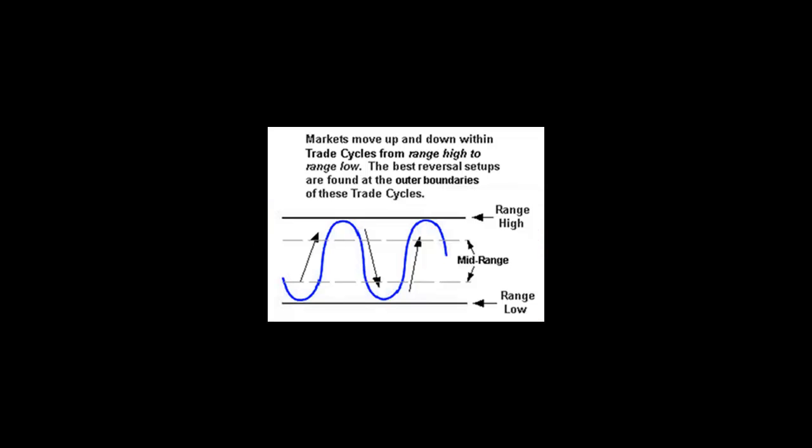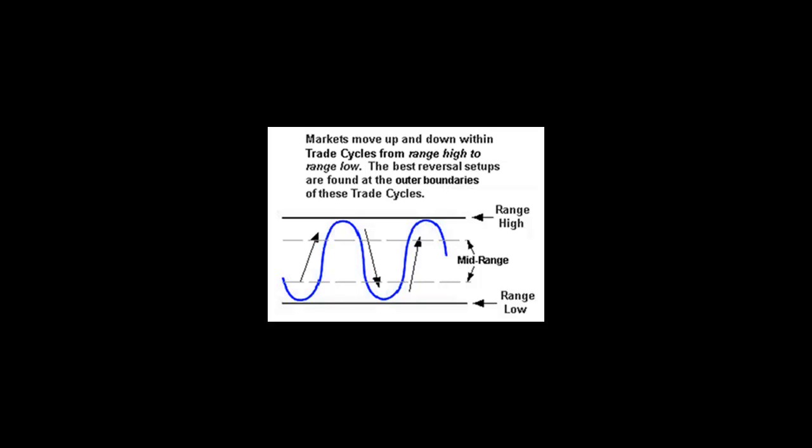But first, I'd like to discuss the trade cycle all markets identify with. Markets move up and down within trade cycles from range high to range low. The best reversal setups are found at the outer boundaries of these trade cycles.